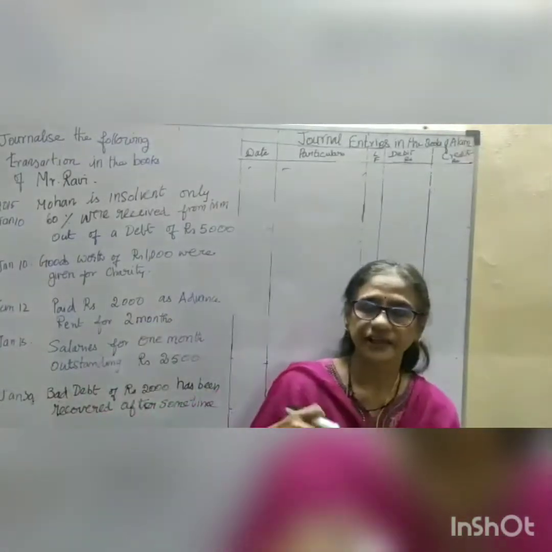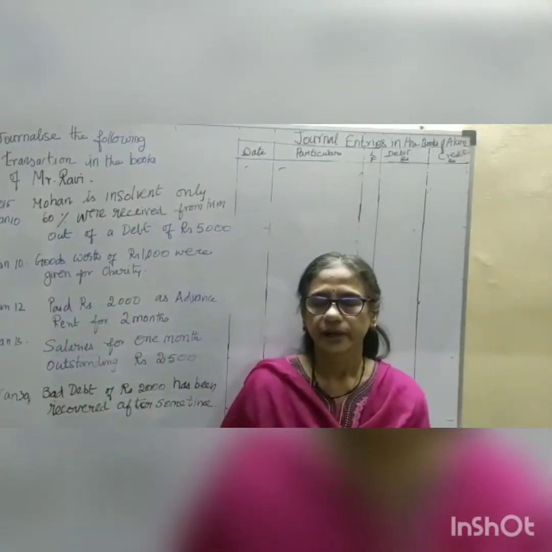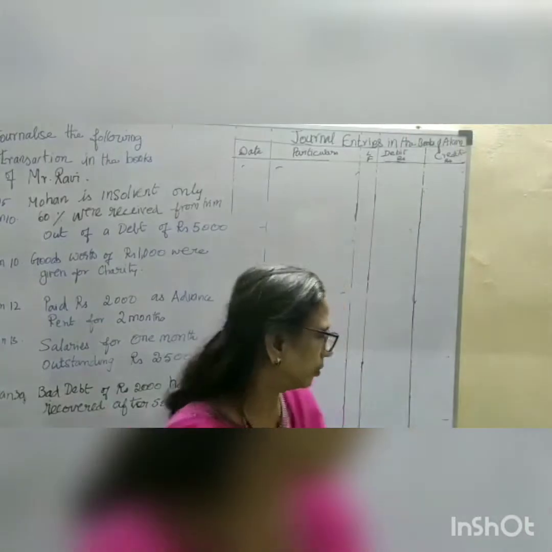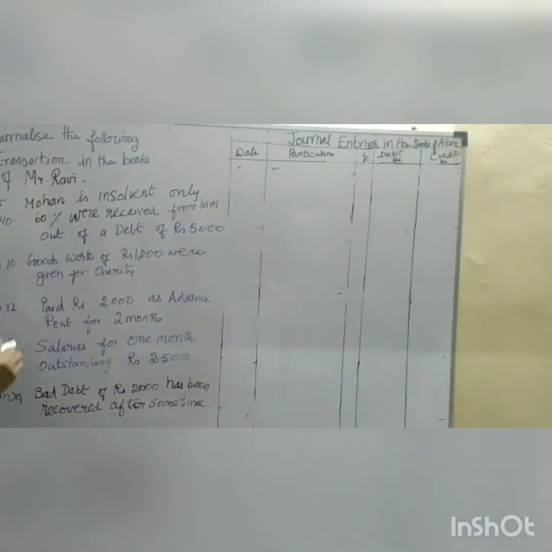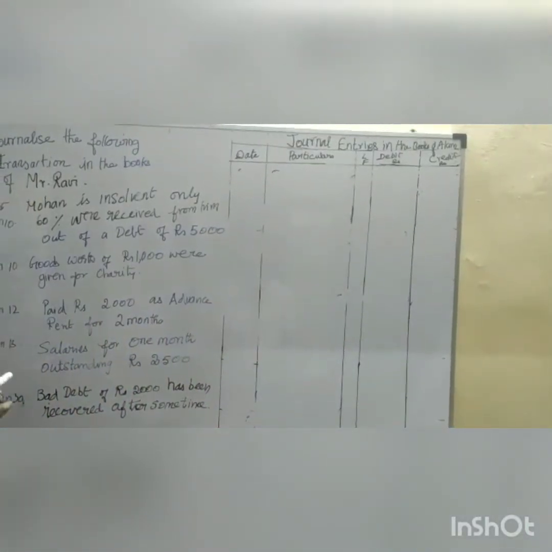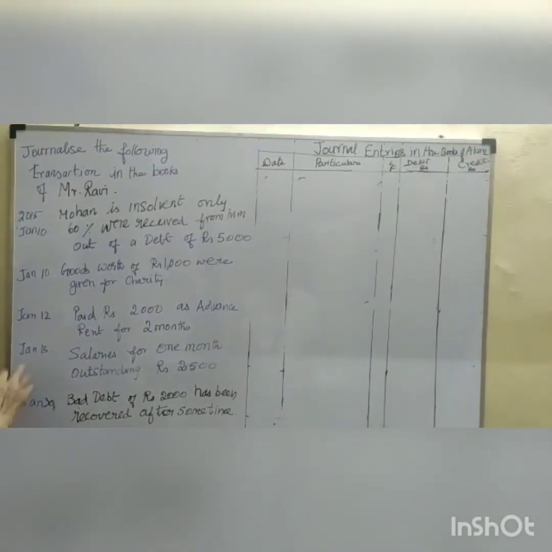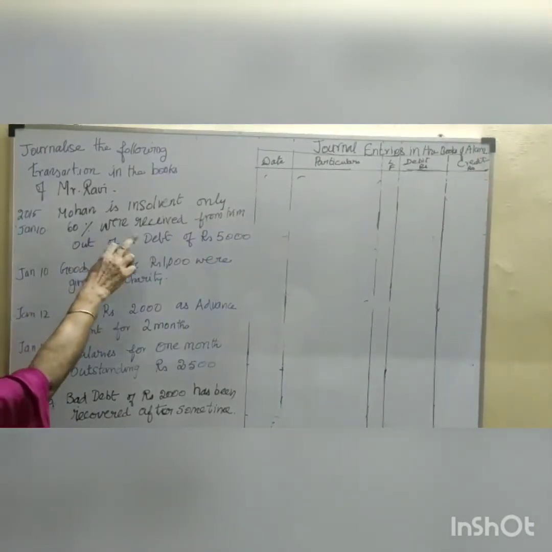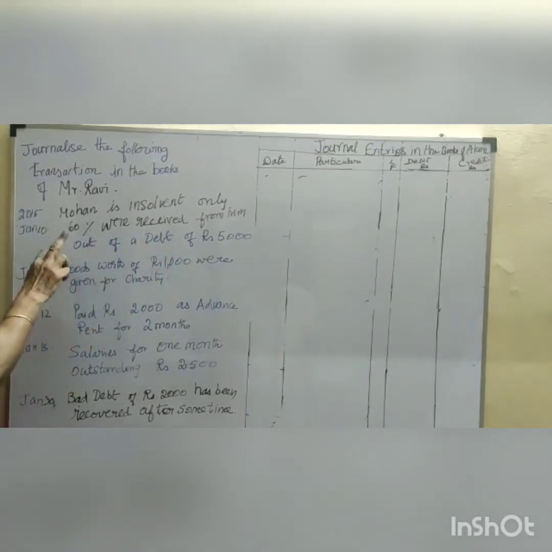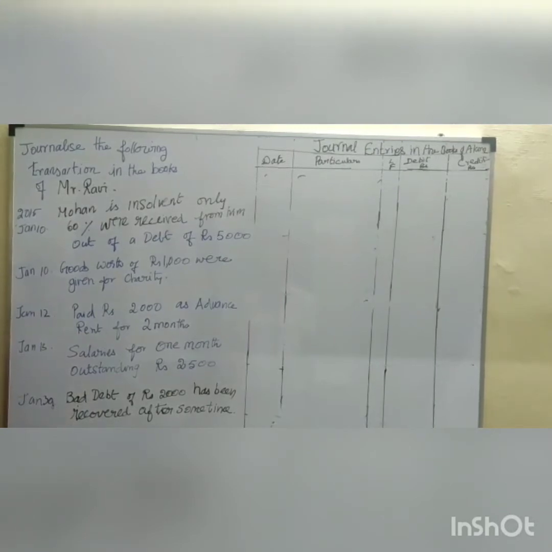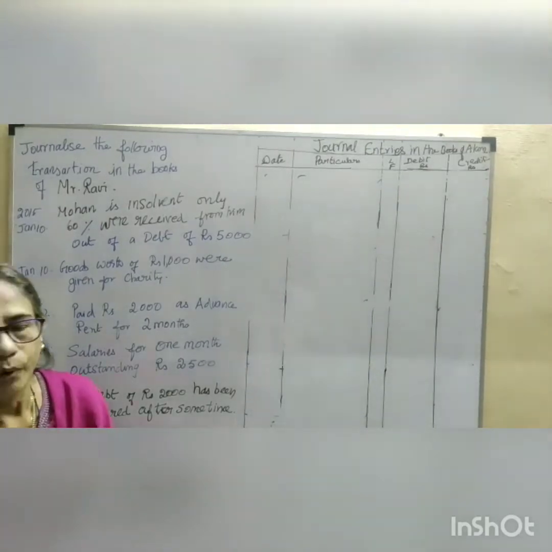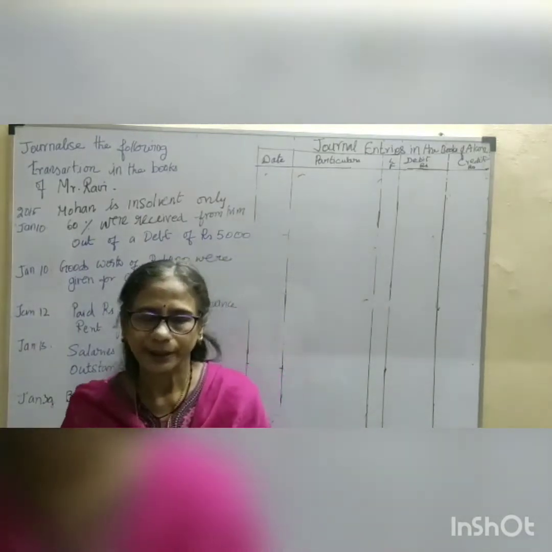Next we are going to see another 5 journal entries which are repeated and an important one. Now let us see. Journalize the following transactions in the books of Ravi. 2015 January 10th, Mohan is insolvent. Only 60% were received from him out of the debt of 5,000. That means Mohan is not able to repay his debt.